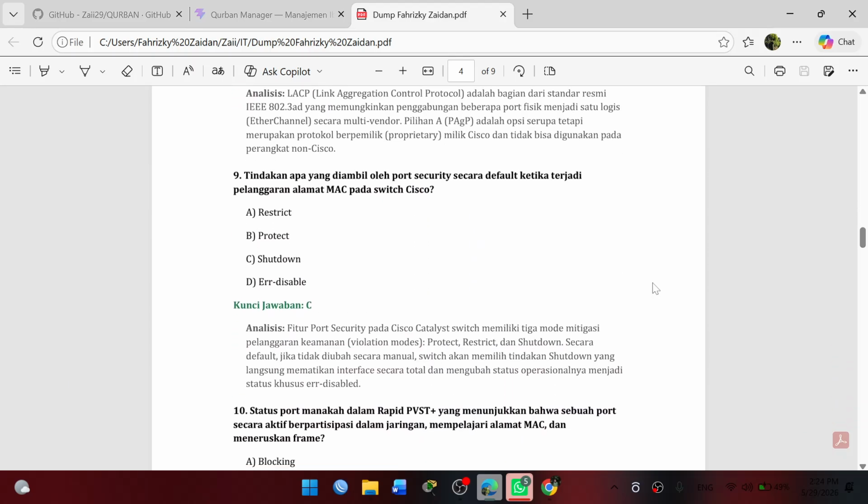Number 9. What action is taken by port security by default when a MAC address violation occurs on a Cisco switch? The correct answer is C. Cisco port security has three violation modes: protect, restrict, and shutdown. By default, if a security violation occurs, the switch takes the shutdown action. This immediately disables the interface completely and puts it into an err-disabled state.